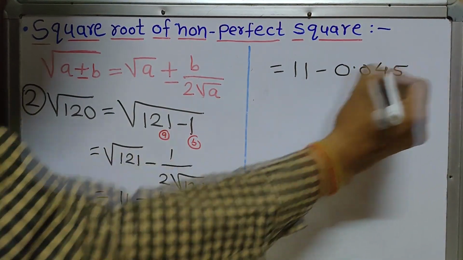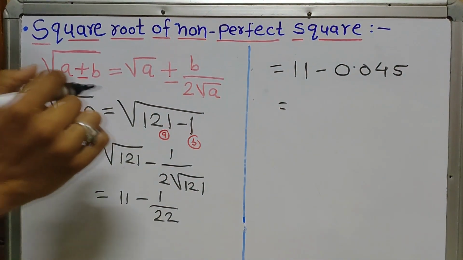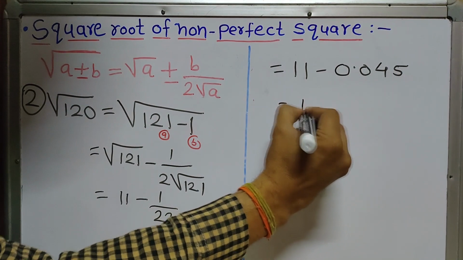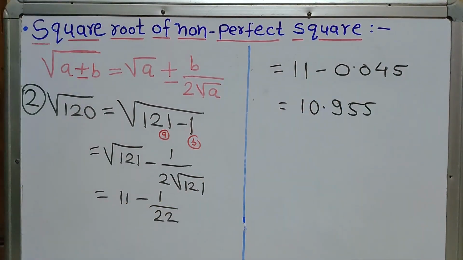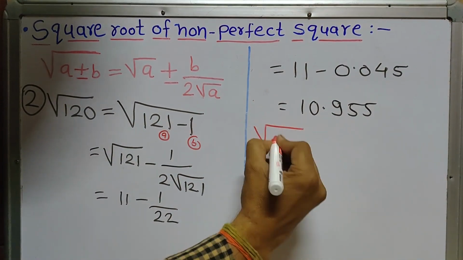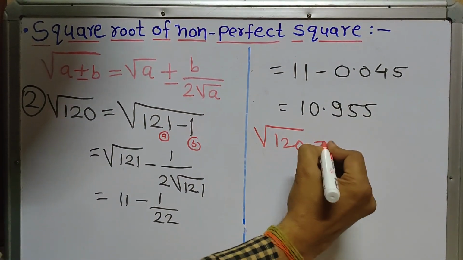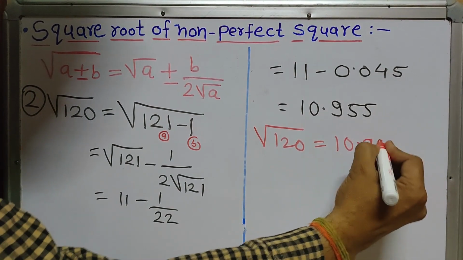0.045, and doing this subtraction we get 10.955. So the square root of 120 is equal to 10.955.